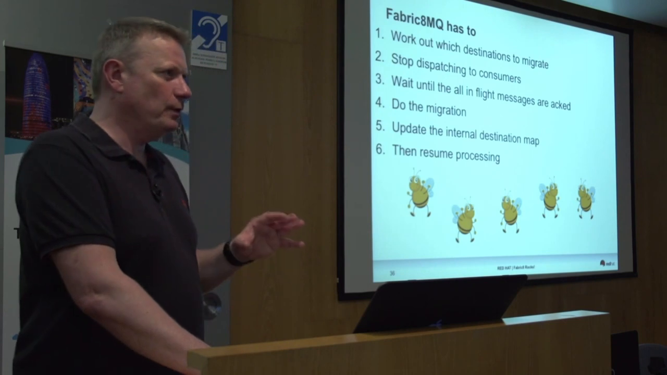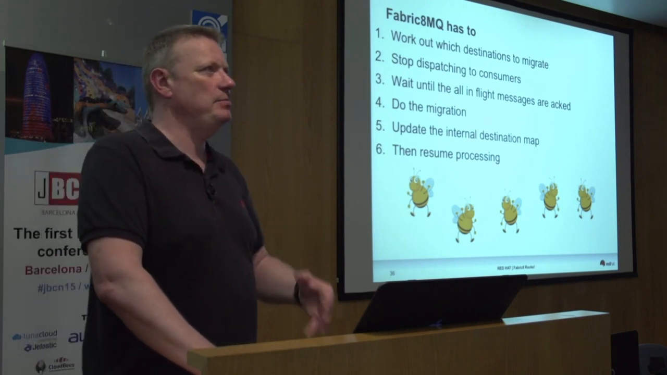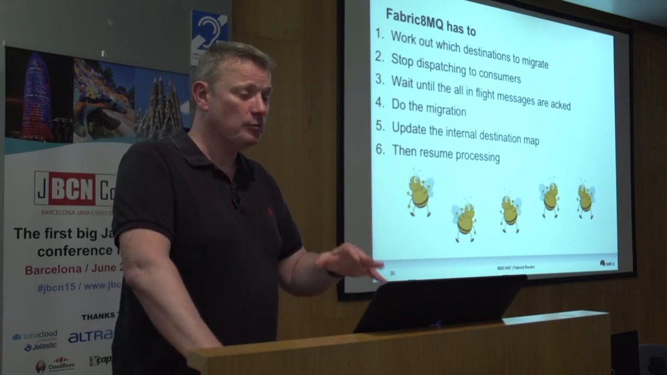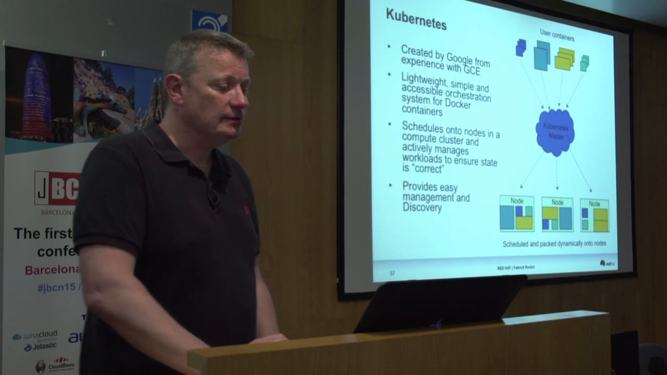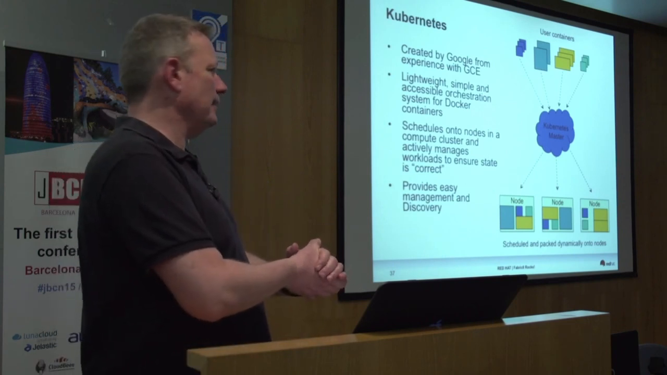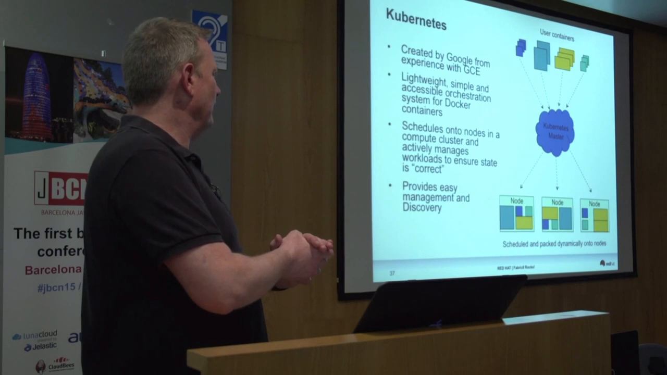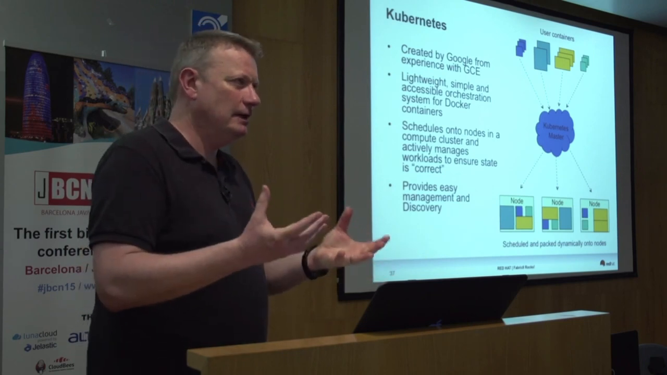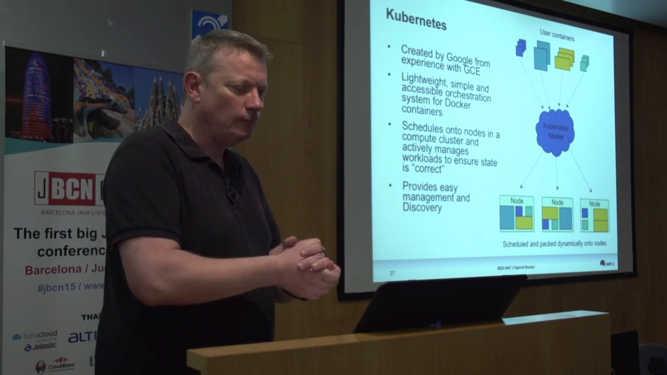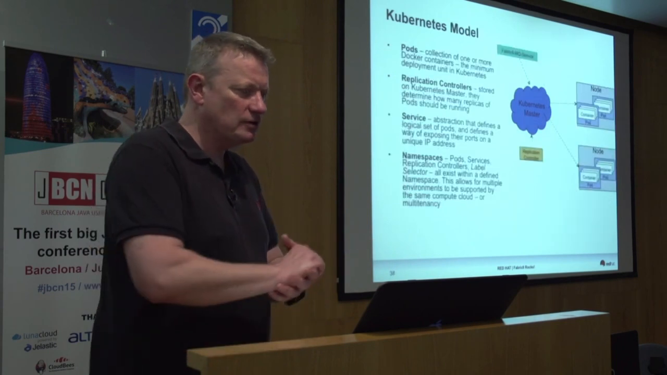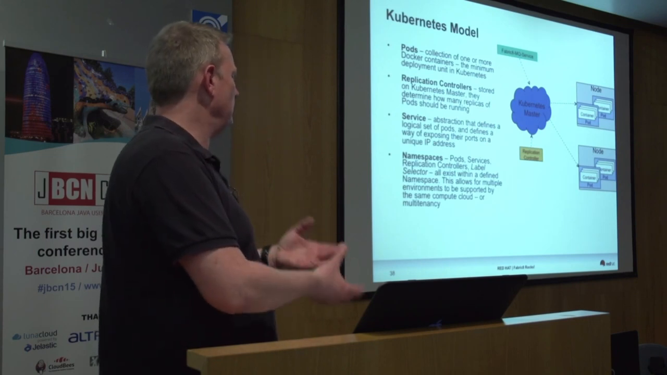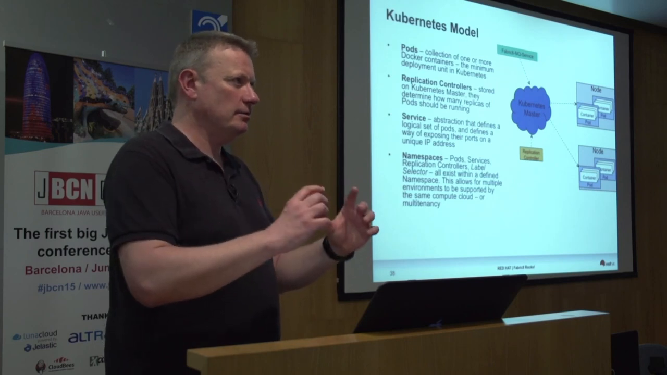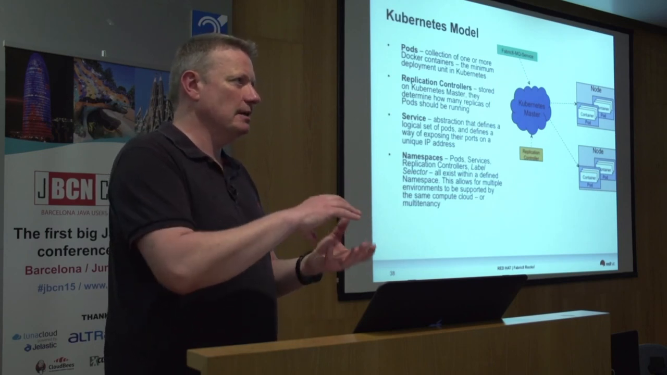Now, a cool bit of how this happens, how we spin up brokers, how we discover where brokers are actually running, and how we scale down brokers, is done through Kubernetes. And to explain what Kubernetes is, although it's been explained to death already, Kubernetes is a really lightweight orchestration engine. And it's probably best to talk about the actual model it has and what pods are and replication controllers. A pod is just a collection of applications which are going to be run together on the same node.